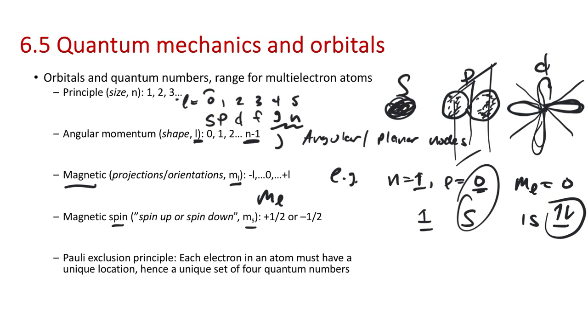The Pauli exclusion principle is an interesting idea: 2 electrons can't share the same set of 4 quantum numbers, because that would mean they're occupying the exact same space as each other. And electrons repel, so they don't want to be right on top of each other.